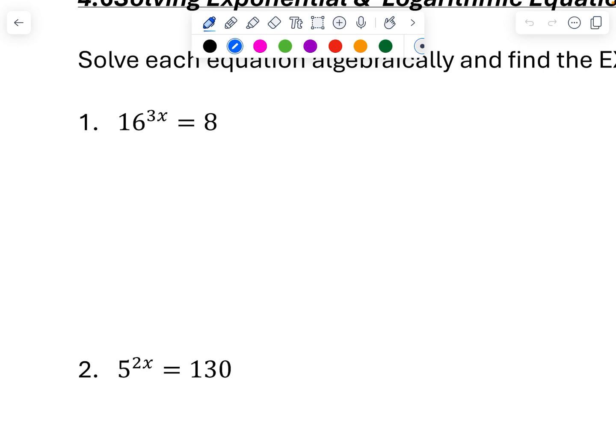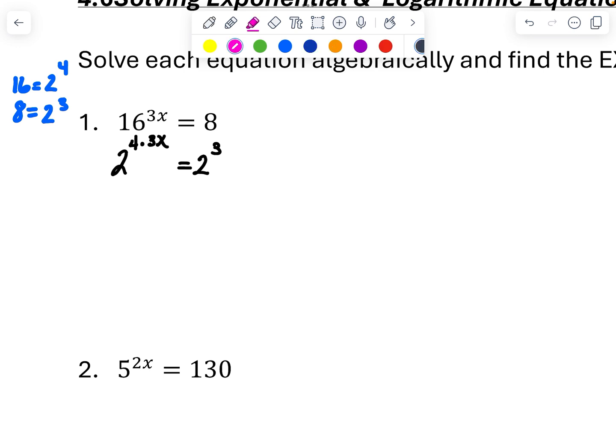So I am reminded that 16 is really 2 to the 4th power, and 8 is really 2 to the 3rd power. So I can rewrite this problem. I can rewrite 16 as 2 to the 4th power. And then there's also a 3x. And then I can make the 8 2 to the 3rd power.